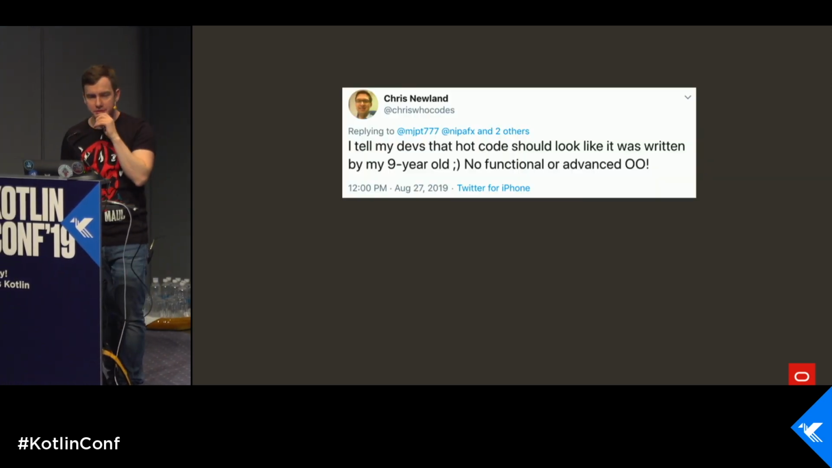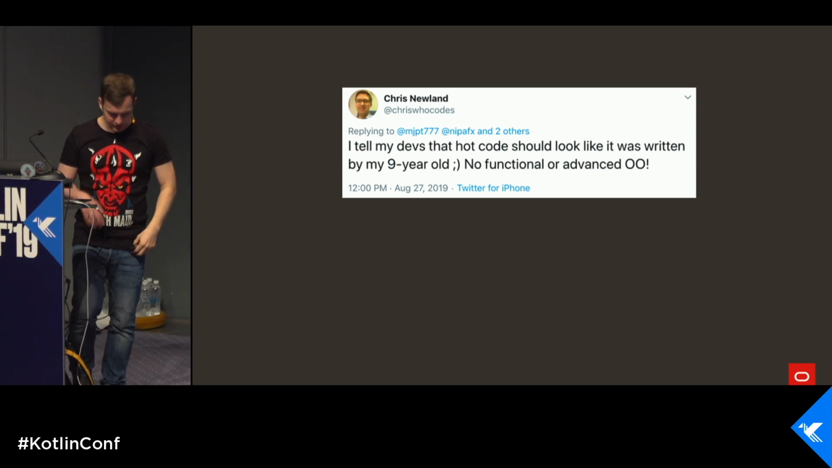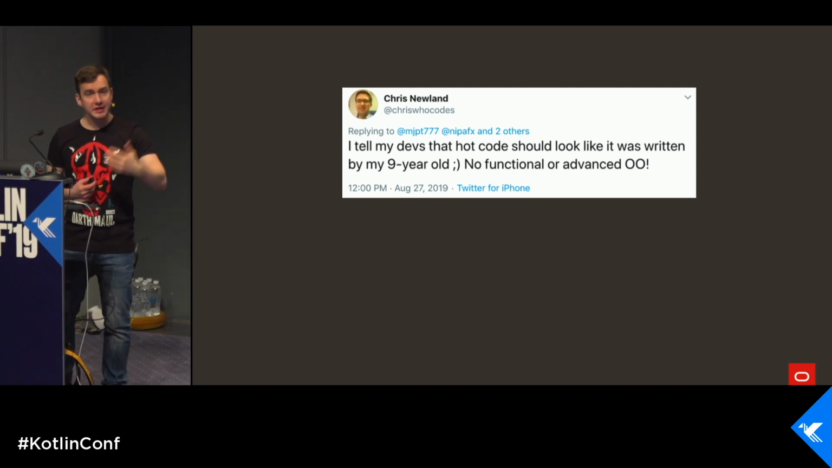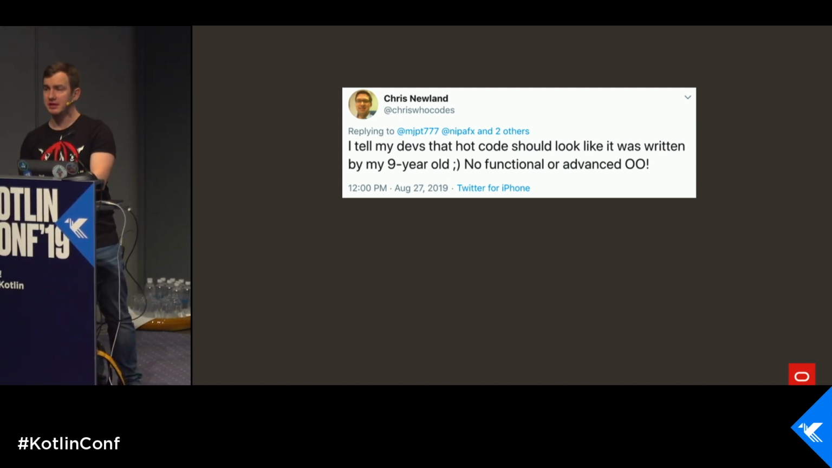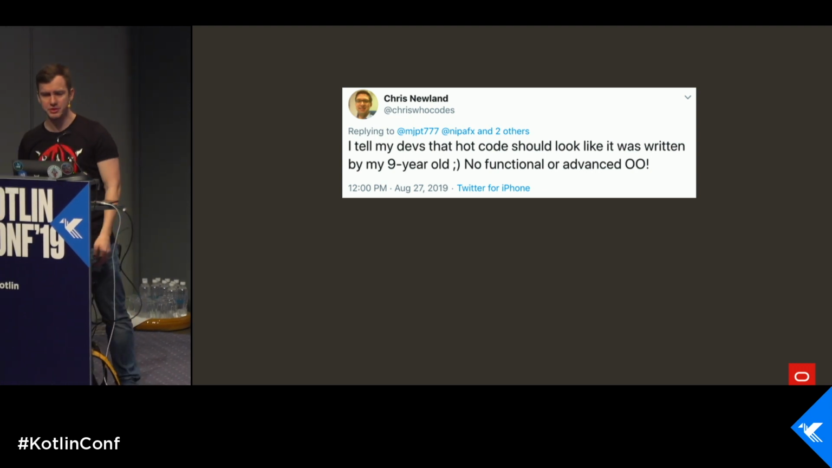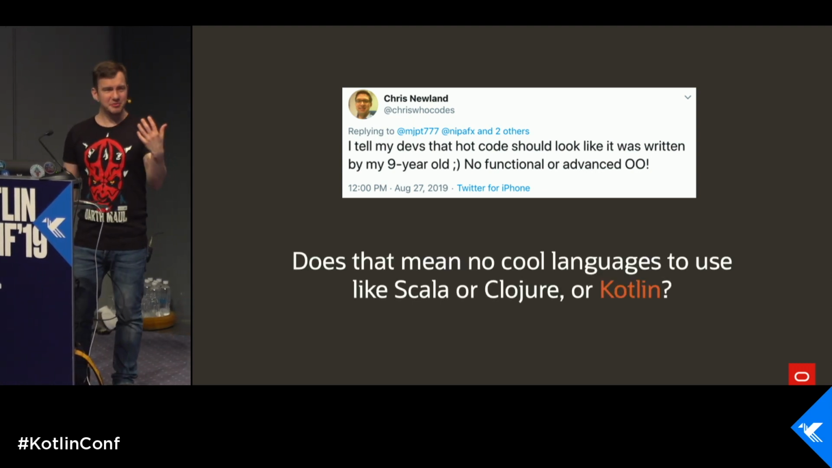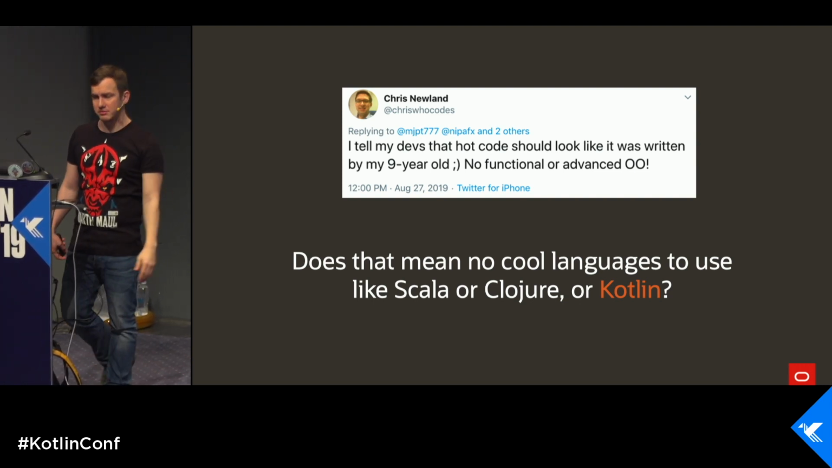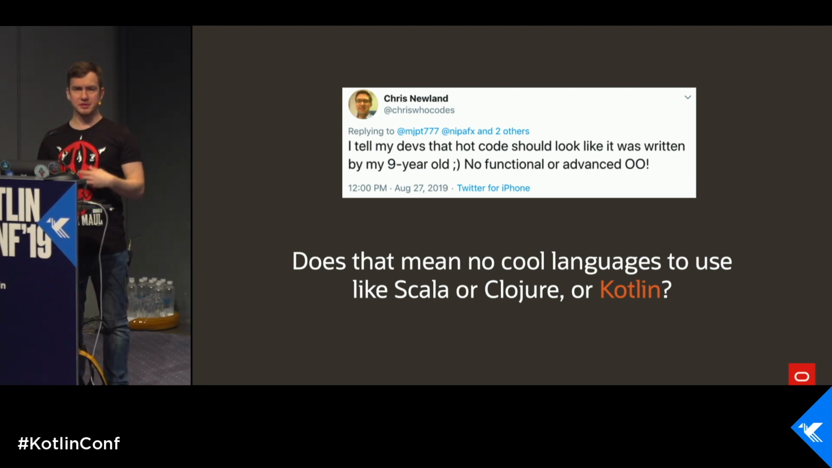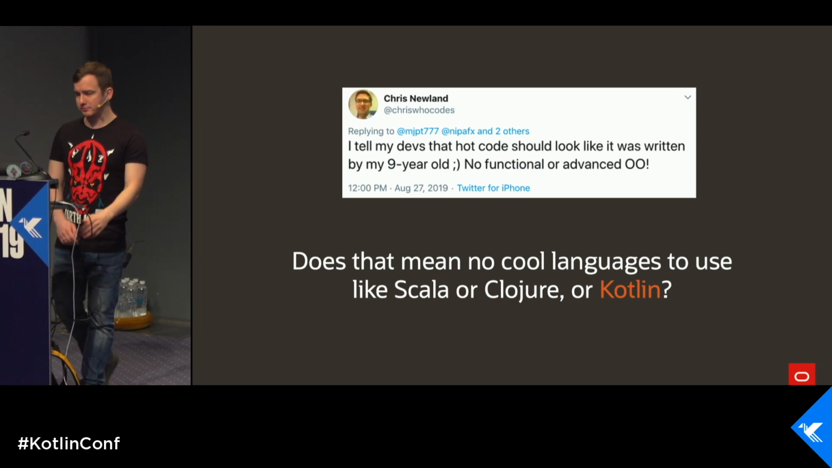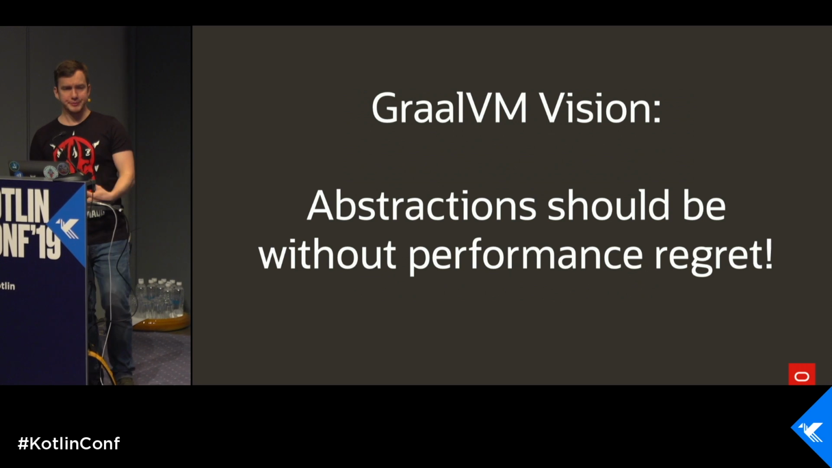So Chris Newland, who is a performance expert and wrote a couple of books on performance, says that for his team, please do not use any high-level abstractions. No functional programming, no advanced object orientation. So does that mean that you should not use higher abstract languages as well, right? You should not use Scala or Clojure or Kotlin because you will get a performance impact. So as runtime developers, for us, this is kind of unfortunate.